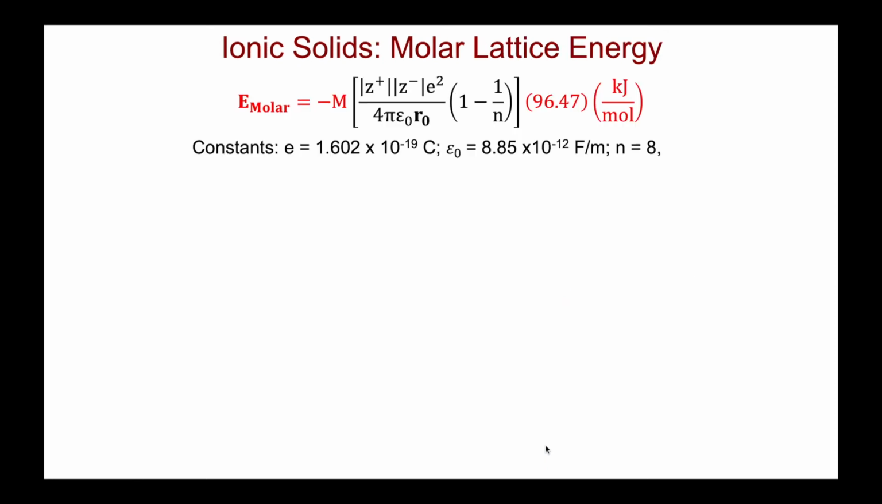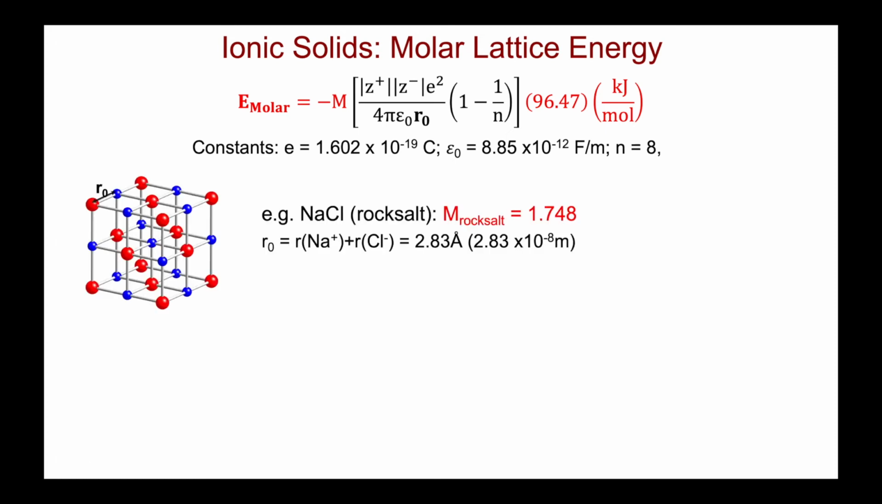Now let's turn to calculating the molar lattice energy of some ionic solids using our previously derived equation. Plugging in the various constants: the electronic charge, the fundamental charge in coulombs, the permittivity of the vacuum of free space, and our so-called Born exponent, our repulsion term, which is 8.